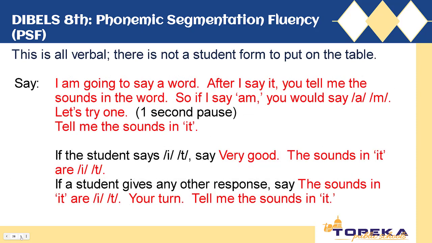Please remember that this subtest is verbal. There is not a form that students will read from. The examiner says, I am going to say a word. After I say it, you tell me the sounds in the word. So if I say am, you would say... Let's try one. And then you give the student the 2 phoneme word to practice with.